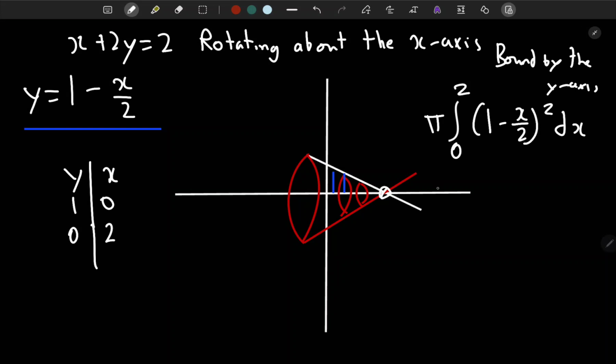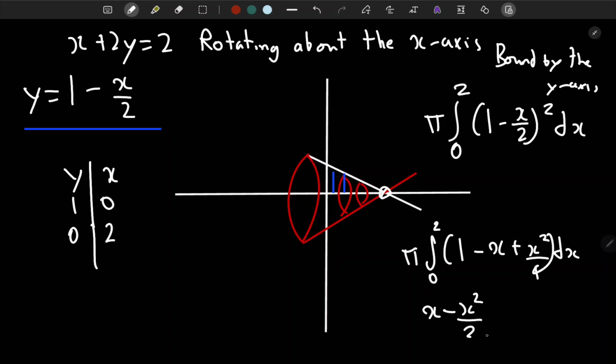So here now we just simplify this. So it's going to be pi, and I'm going to open the square, so it's going to be a squared minus 2ab, which is 2x, or sorry, it's going to be x. So x over 2 times 2 is x, plus b squared, which is x squared over 4 dx. And now we integrate this, so it's going to be x minus x squared over 2 plus x cubed over 12, and everything is multiplied by pi.